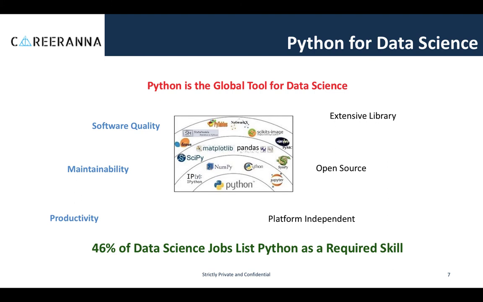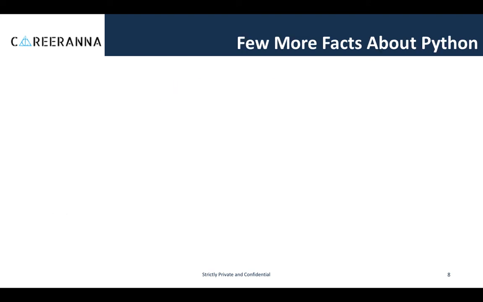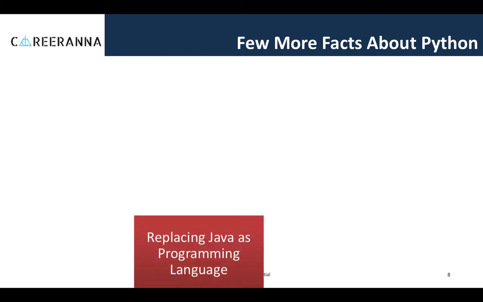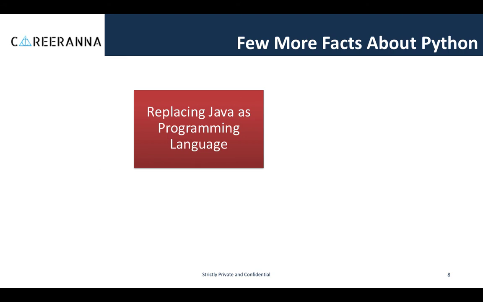And that is the reason 46% of the data science jobs which you would see listed on different platforms would mention Python as a required skill. 46% of data science jobs need you to know Python, need you to solve data science problems with the help of Python. That is a huge, huge number. But let us dive into a few more facts about Python to understand the future. First of all, we all know that Python is quickly replacing Java as the programming language everywhere, be it colleges, be it companies, be it big organizations.